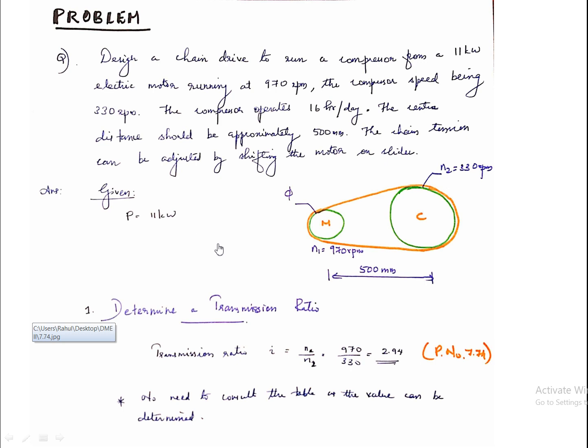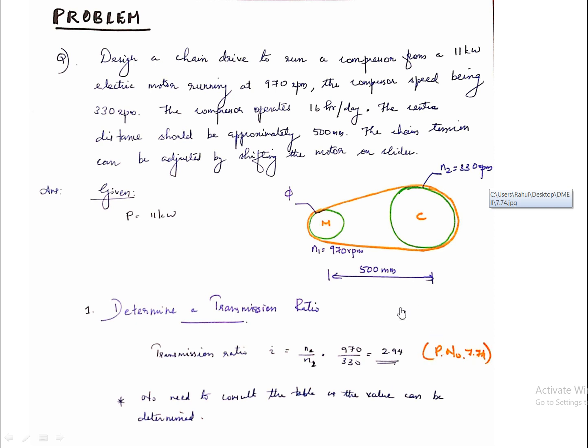Now the first step, as I said, is to determine the transmission ratio. Since here the RPMs are given, N1 and N2, you can directly find the transmission ratio. So here we are actually determining the transmission ratio rather than selecting it. The transmission ratio is equal to N1 by N2, and on solving that you will get the value as 2.94. It is close to 3, right?